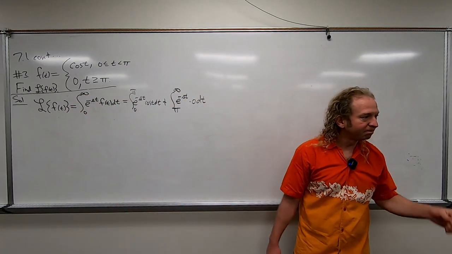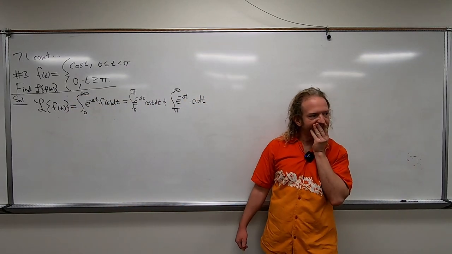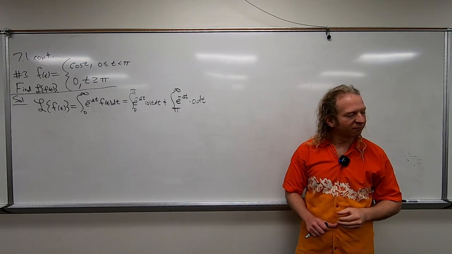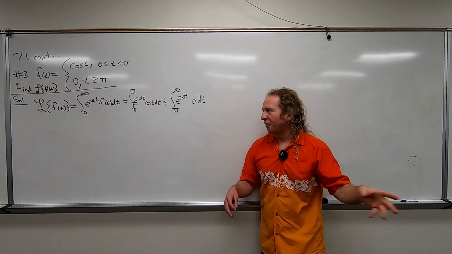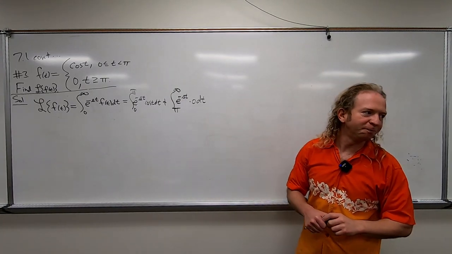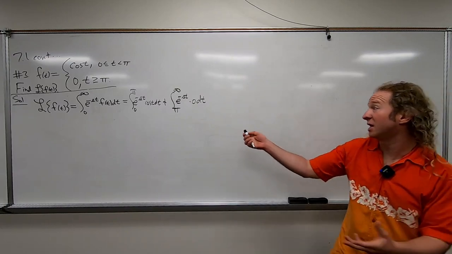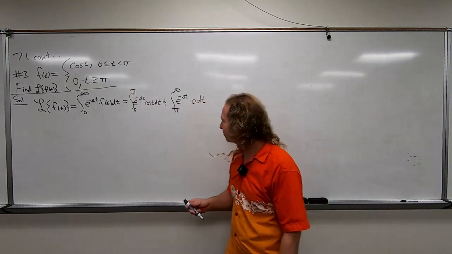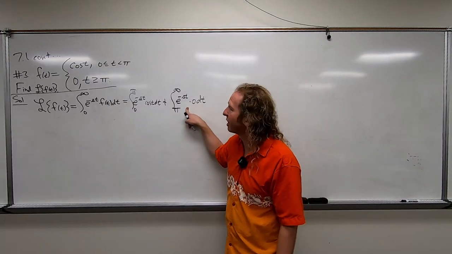Yes, Ryan? There was one question on the homework where the bounds were from 1 to 1. In that case, would it just be a regular integral? I think you're saying it was just two numbers? Yes, that would just be a regular integral. In this case, 0 to pi, there's no infinity here.